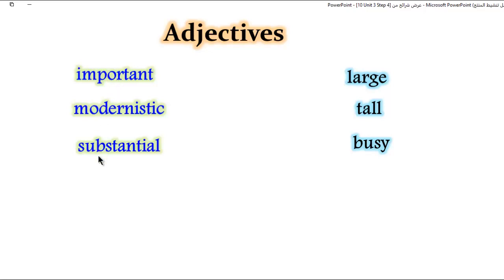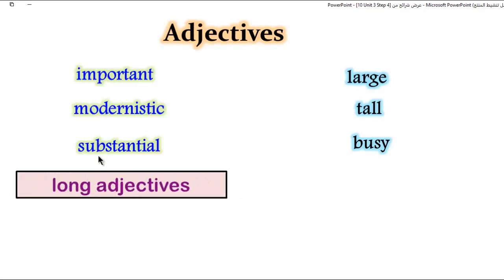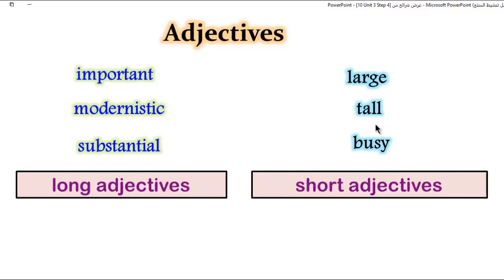These adjectives are long adjectives. Why? They consist of more than one syllable. And the other group are short adjectives. Why? Because they consist of one syllable. Large, tall, busy. They are short adjectives. But long adjectives consist of more than one syllable, like important, modernistic, substantial.